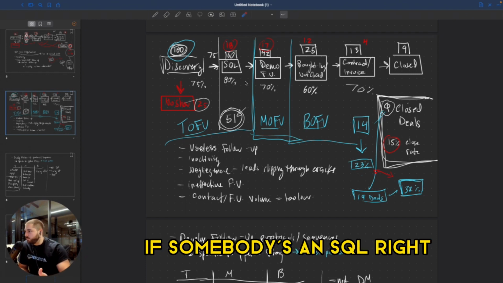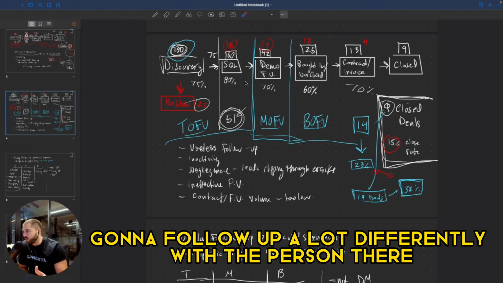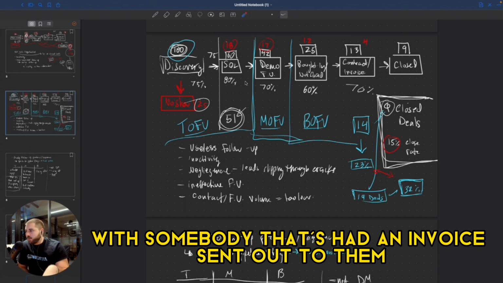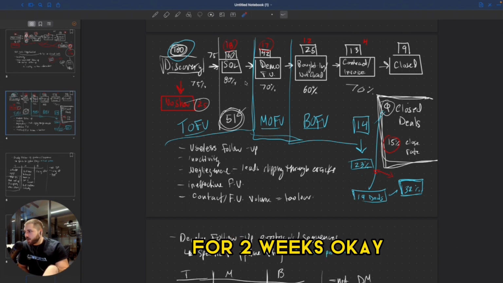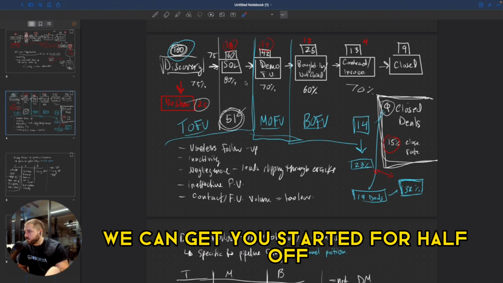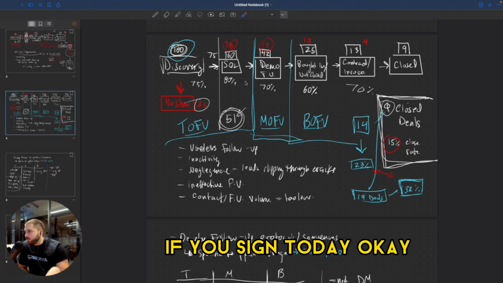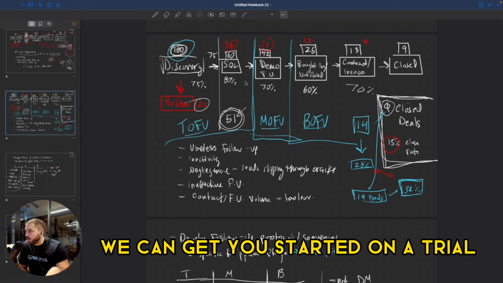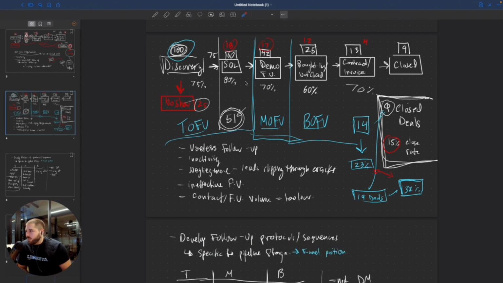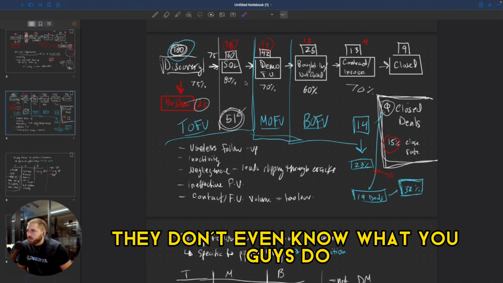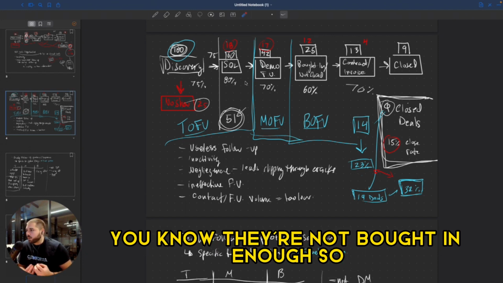If somebody's in the SQL stage, you're going to follow up a lot differently with that person than with somebody who's had an invoice sent out to them for 2 weeks. You're not going to give them closing offers, like, "Hey, we can get you started for half off if you sign today," or "We can get you started on a trial if you get started this week," because they're not bought in. They don't even know what you guys do. They haven't even had a demo.